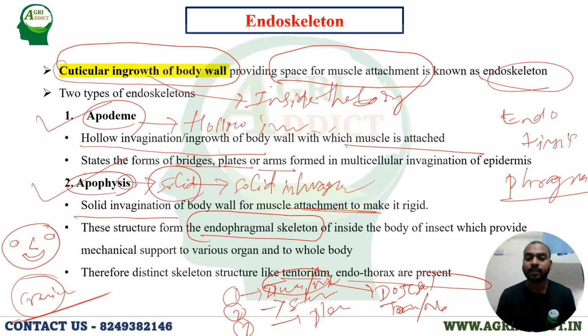Same thing here also. What is endothorax? Endothorax means this is the endoskeleton of the thorax. So what are the different types of endoskeleton in case of thorax? In case of endoskeleton of thorax, there are three different parts. One is the tergum, one is the sternite, another is the pleurite. I will discuss it later.